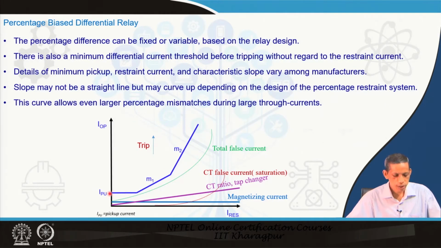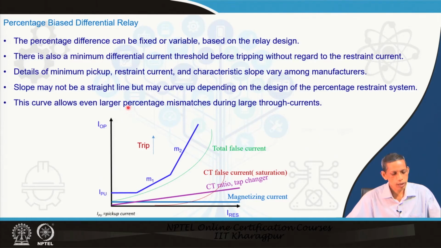So here we have the pickup current and the different slopes, and all these things vary with the manufacturers. The slope may not be one slope m as shown earlier; the slope can be two slopes, m1 and m2. The reason, as already mentioned, is that at a higher current level the differential current may be much larger, either due to CT ratio issues or, more prominently, the possibility of CT saturation.